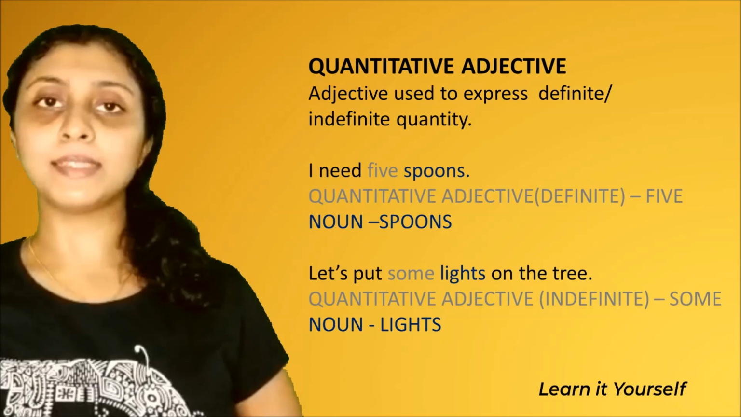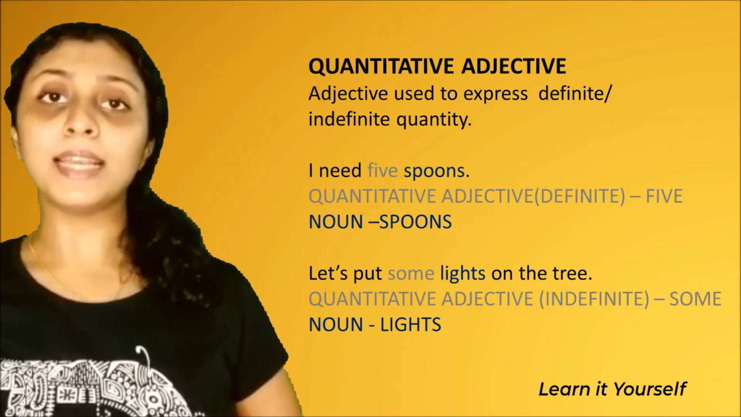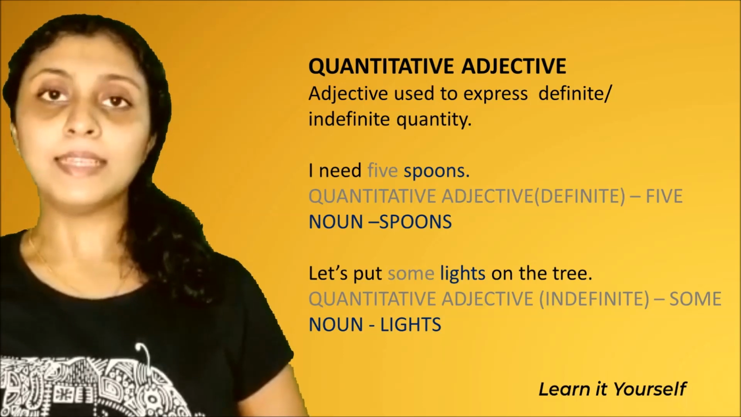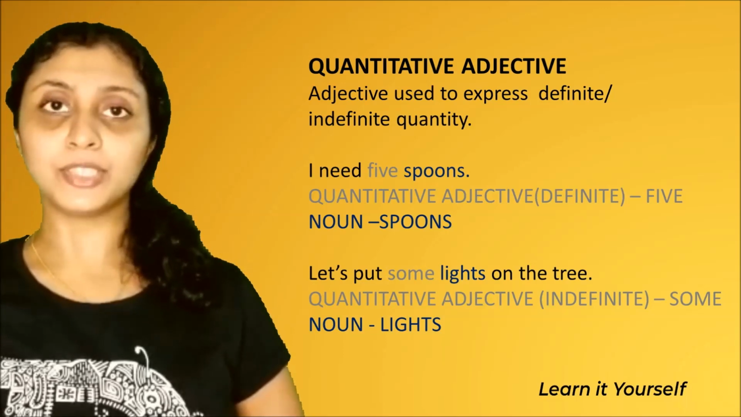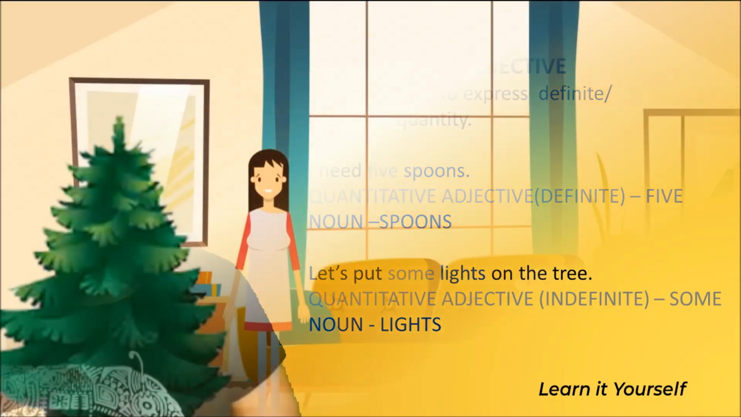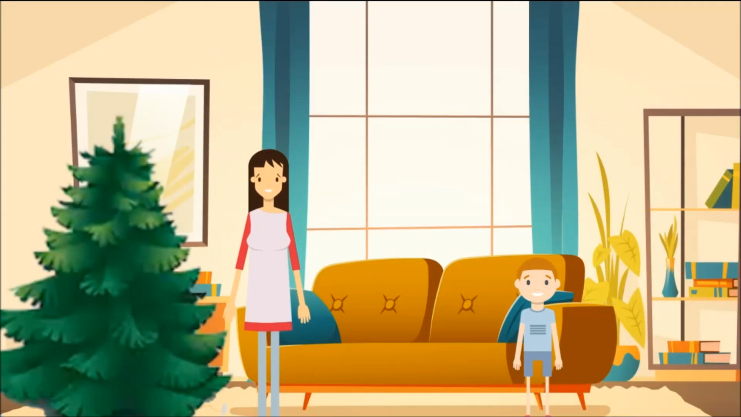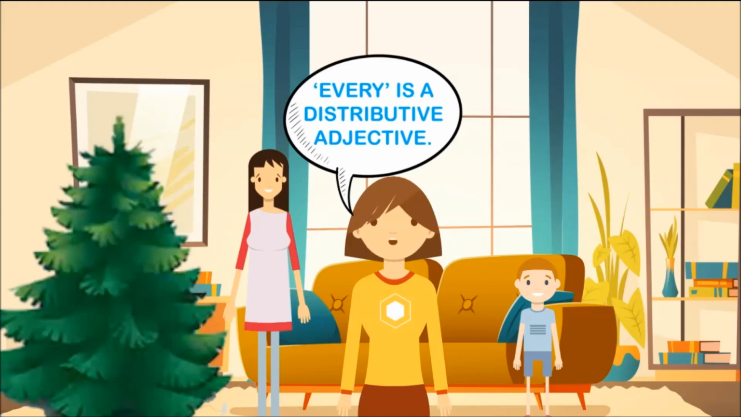Here we have the mother say, let's put some lights on the tree. Here, some is the indefinite quantitative adjective addressing the noun lights. We need to also decorate every room in the house. Every is a distributive adjective.